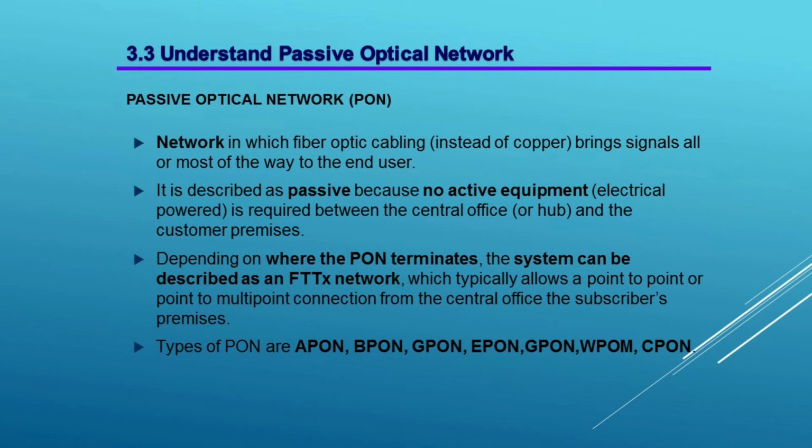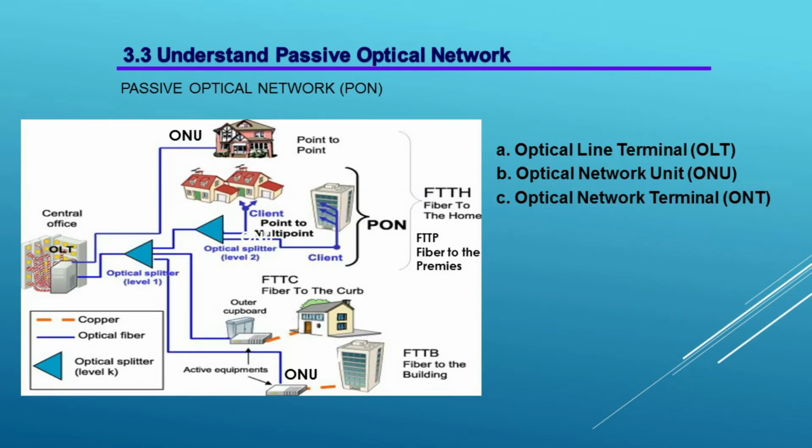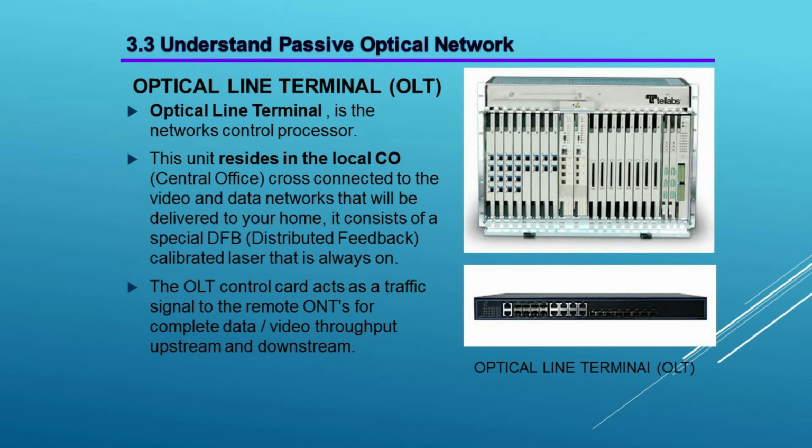Types of PON are APON, BPON, GPON, EPON, GEPON. Passive optical network (PON). A. Optical line terminal, OLT. B. Optical network unit, ONU. C. Optical network terminal, ONT.